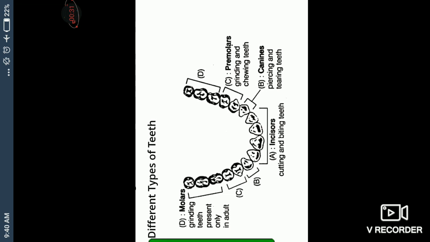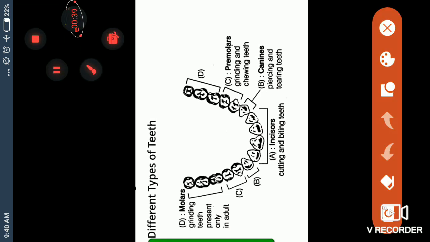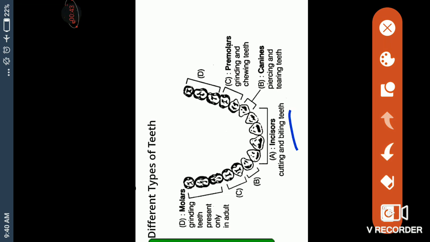So scientists divided teeth into four groups. The first one is molar, sorry, incisor. Second is canines. Third is premolars, and fourth is molars. Understand? So, firstly, we will talk about the incisors.